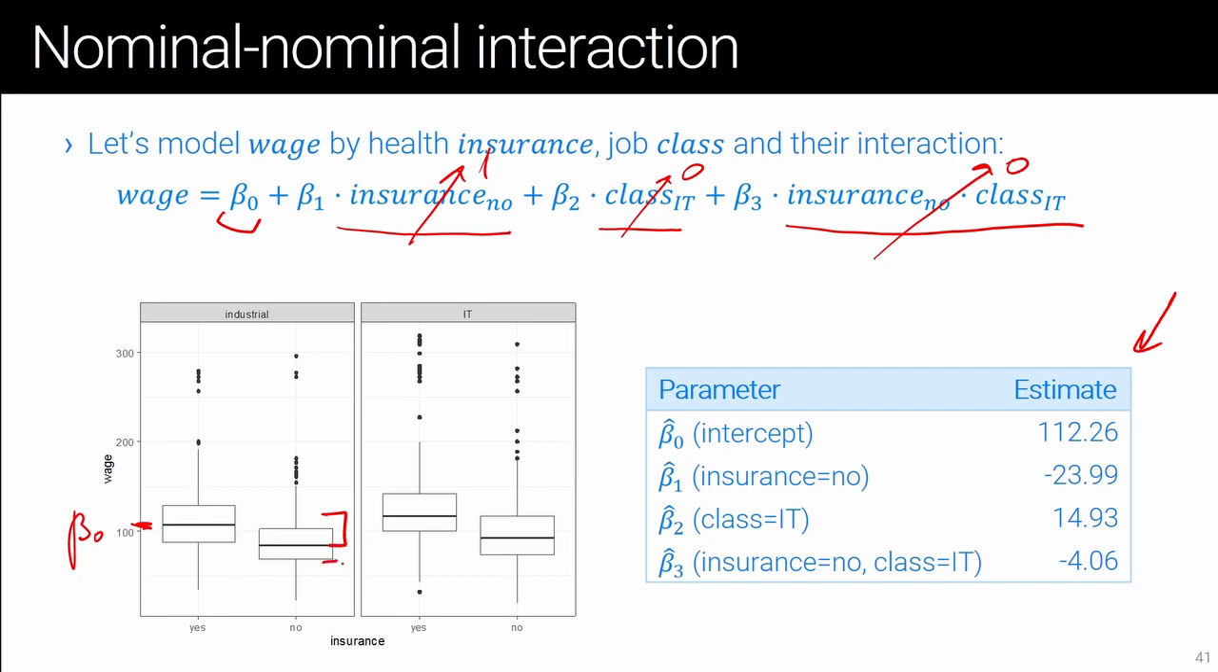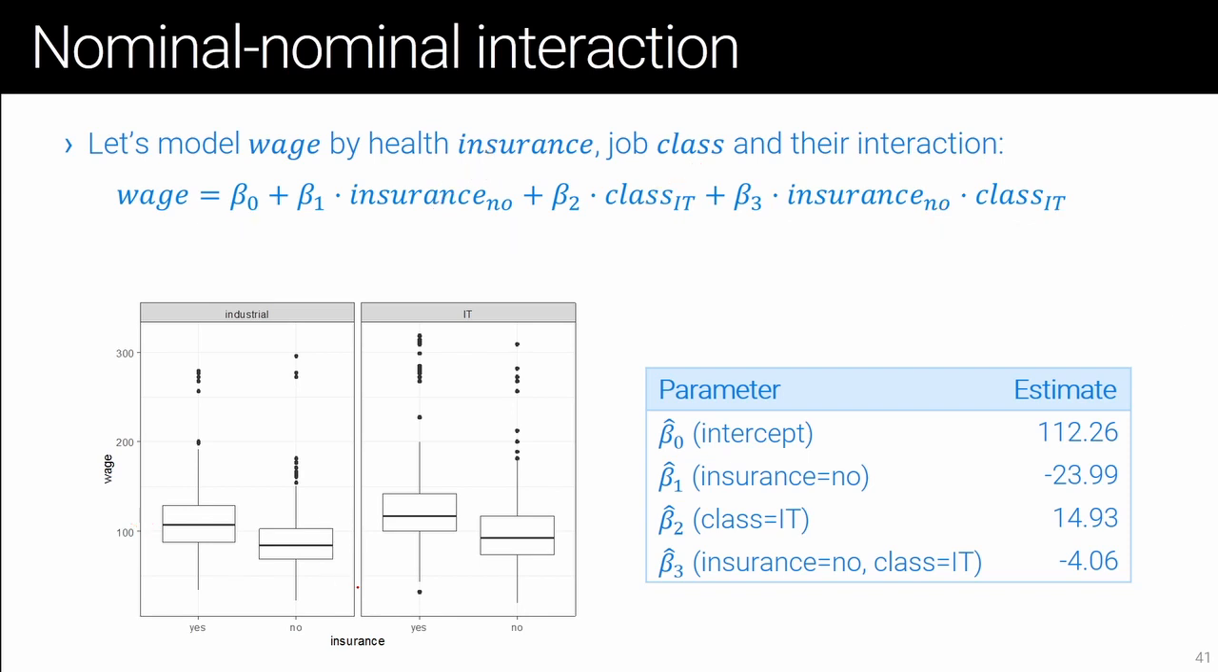That is minus or plus beta 1 because it's negative. So what this is saying is for the industrial setting, if you don't have an insurance, you have a negative effect on the salary of 24 units. If you are still in the case of insurance, yes, and now it's not industrial setting but IT setting, then you have a positive effect of plus 15. So what this is saying is the distance from here to here is plus 15. Again, this will be the model in which only beta 2 is active, only the class IT dummy variable equal 1.